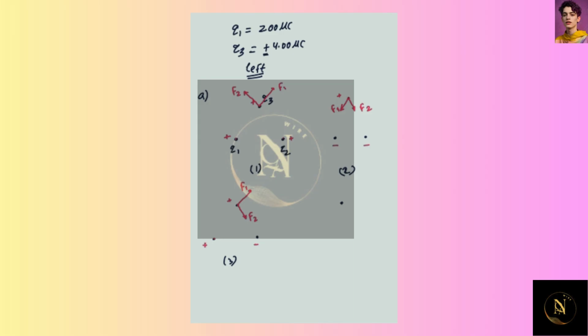Now situation 4 will be Q3, Q1, and Q2. Let us take Q1 as negative, Q2 as positive, and Q3 as positive as per the question. The force due to the negative charge on this will be along this direction, and the force due to the two positive charges will be repulsive. This is force F2 and this is force F1. So these are the 4 possible outcomes of the question.